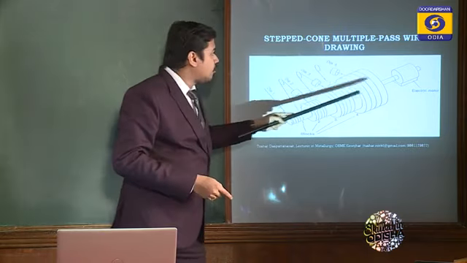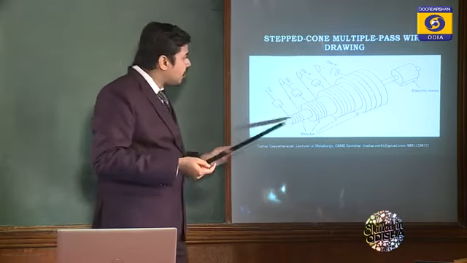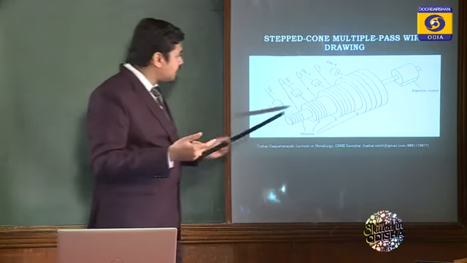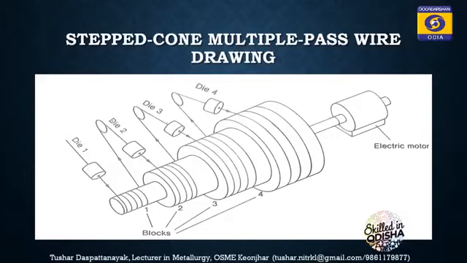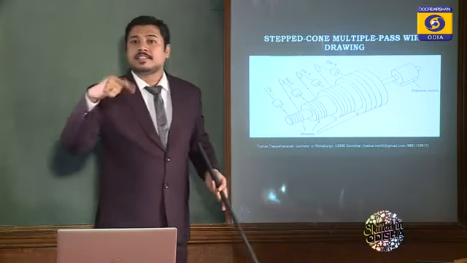Using this stepped cone, I can convert a 6 mm rod into a 2 mm wire in one go. And I am using limited space. I don't have to use 5 different or 4 different systems. I am using one drive. I am using 4 dies in a stepped cone.